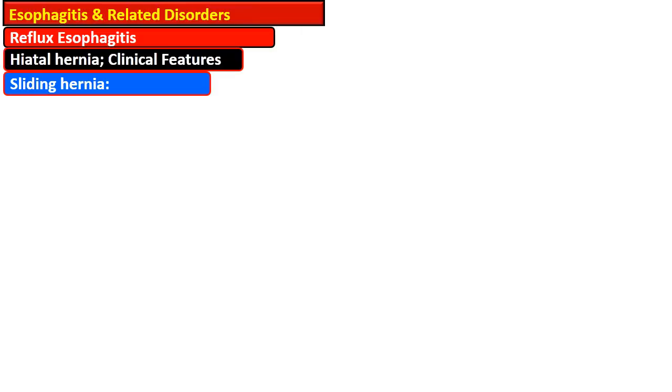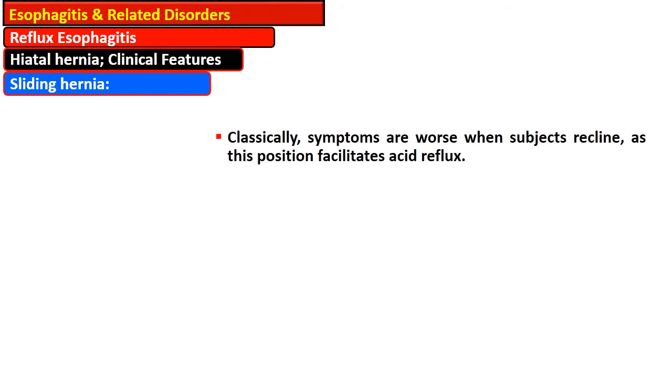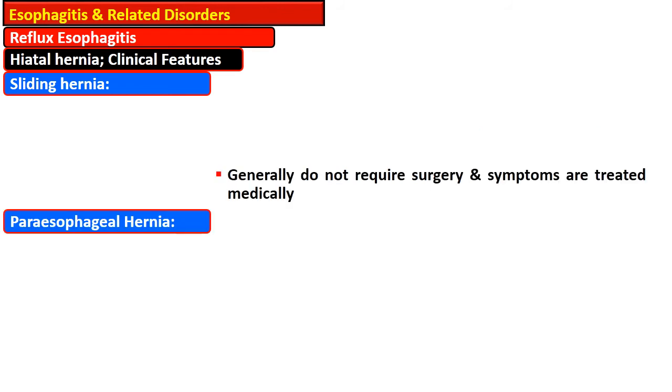The sliding type of hiatal hernia presents with heartburn and regurgitation. These symptoms reflect reflux of gastric content into the esophagus, primarily due to incompetence of the lower esophageal sphincter. The symptoms are worse when the subject reclines, as this position facilitates acid reflux.